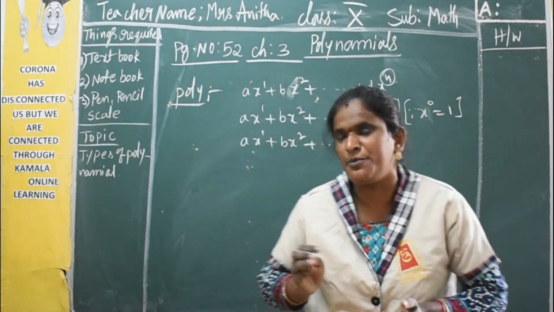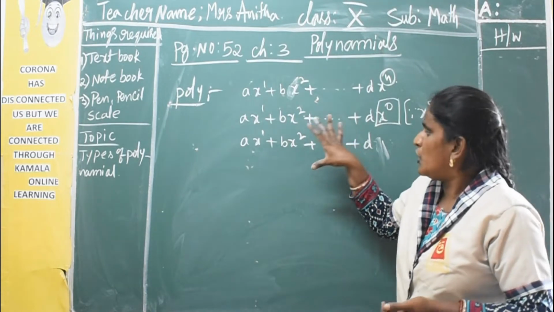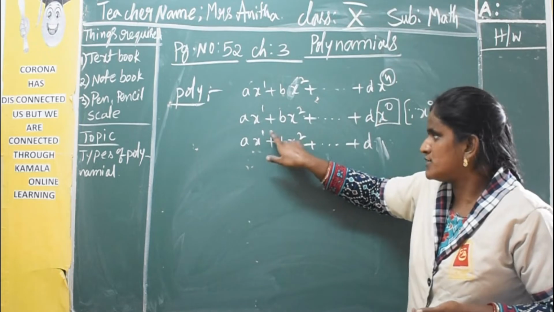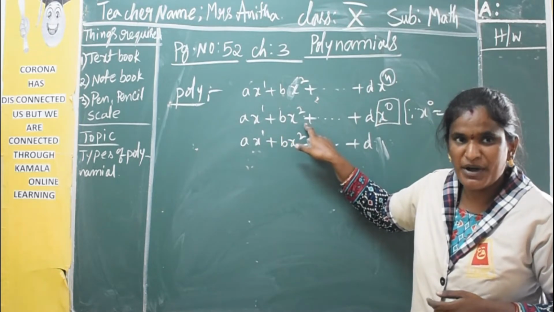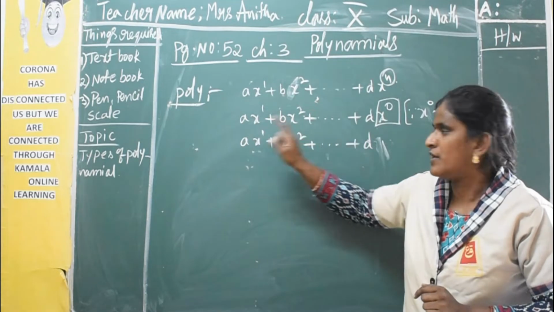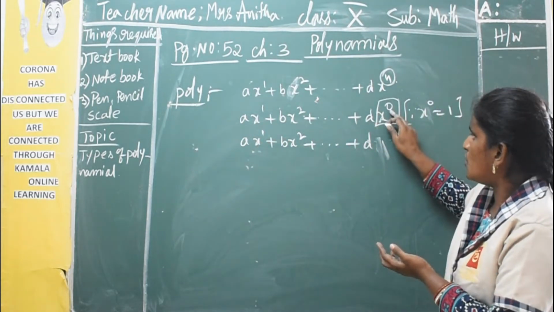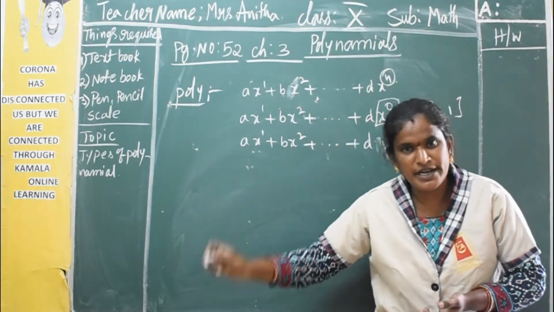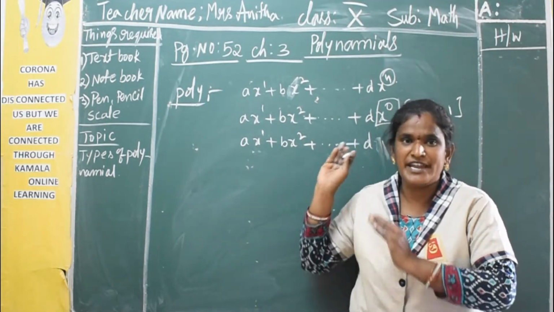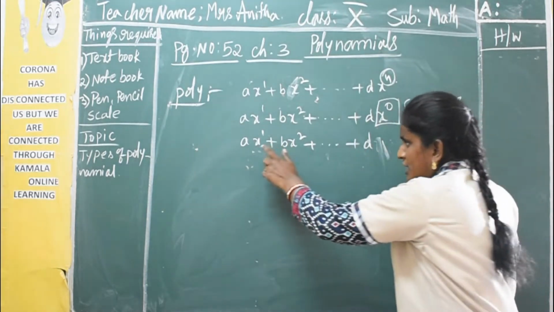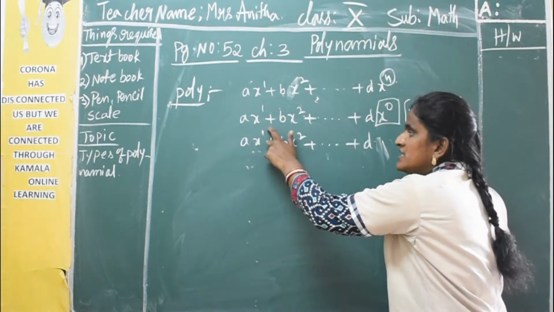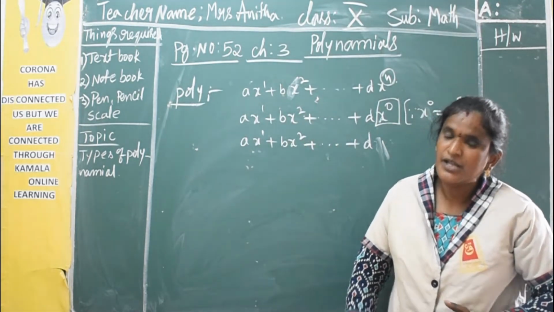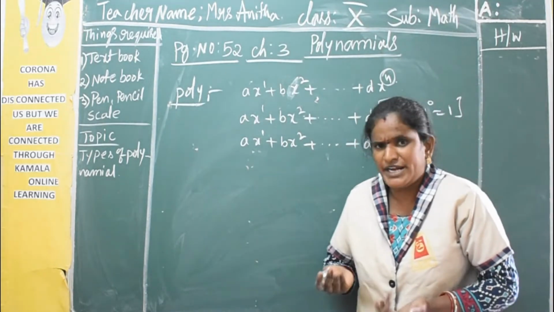So what is the meaning of polynomial? Polynomial is an algebraic expression in which the variable has some power, and the power is a whole number. This is a whole number, and this is also a whole number. Got my point? Simple. Polynomial is an algebraic expression in which the variable has some power, power as a whole number. Then it is called a polynomial.